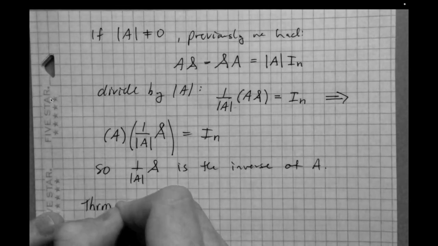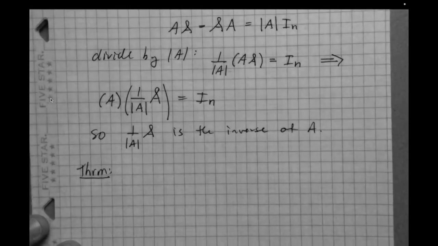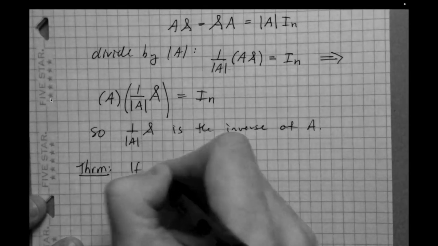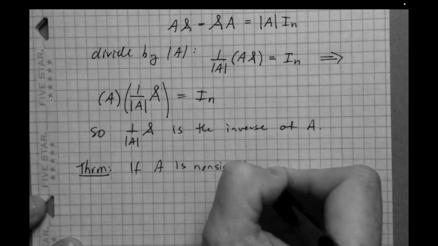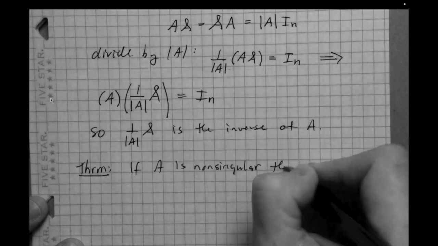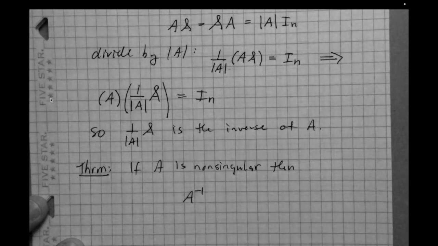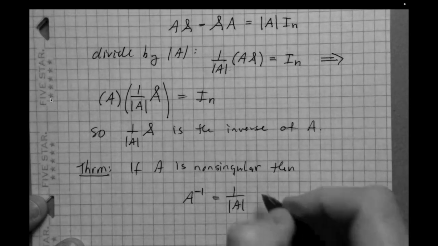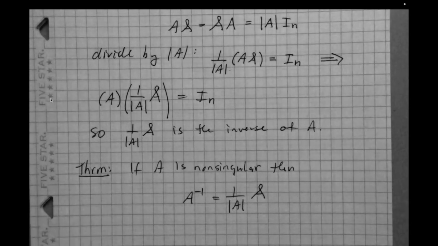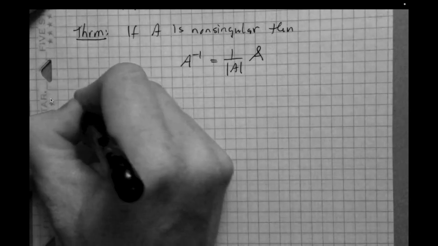Okay, so theorem, again, this is just the proof. We just went through the proof of this theorem: if A is non-singular, then the inverse of A is equal to 1 over the determinant of A times the adjoint of A. Interesting. Let's do an example of this.